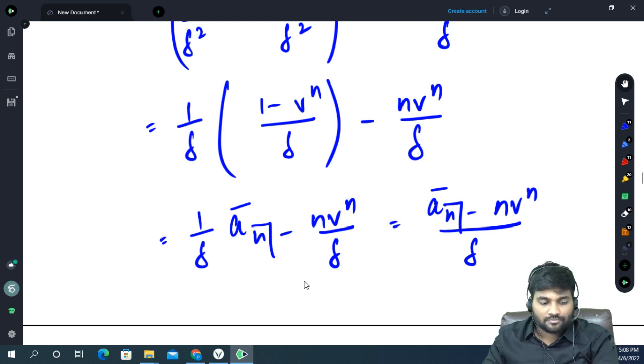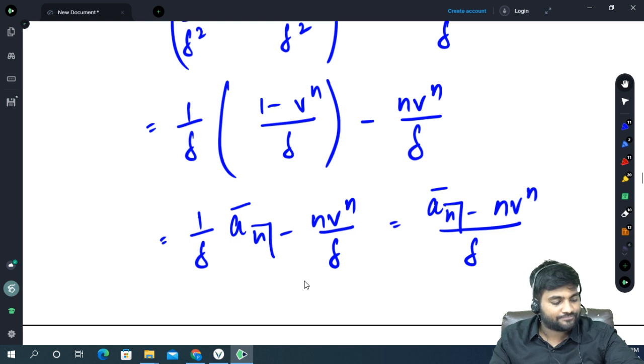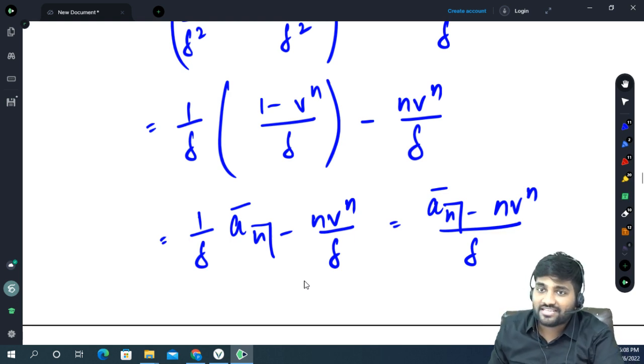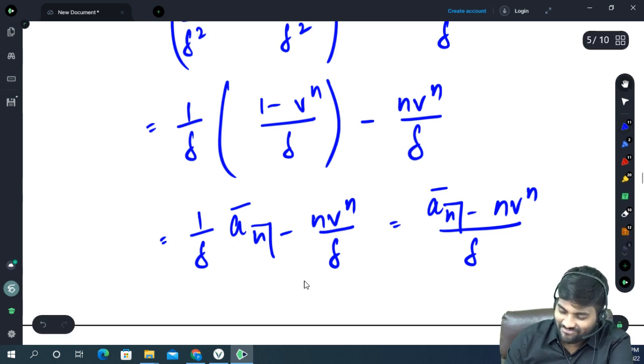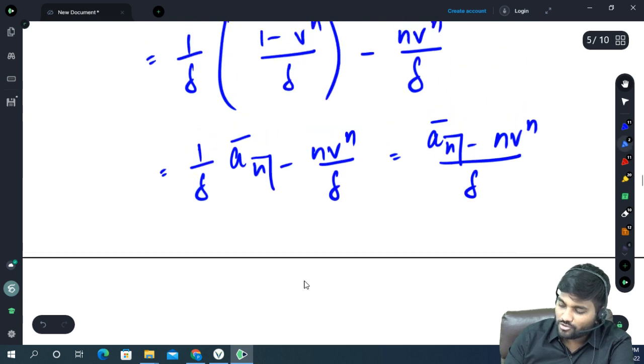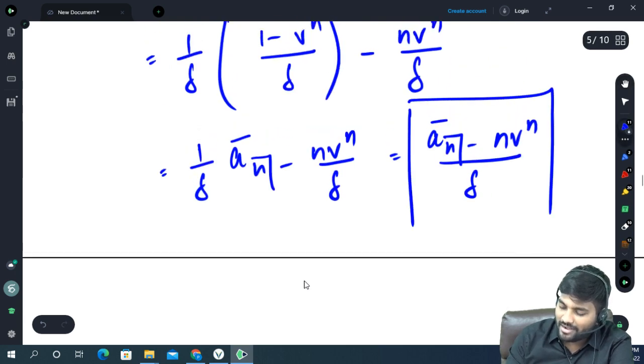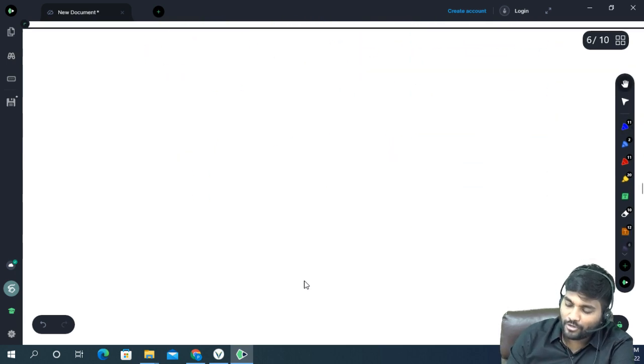Done. Free practice. We have completed annuities also, okay? Annuities, simple increase, decrease, we have completed, okay? Now we'll do some free practice today and tomorrow. So what is the final formula? A bar n minus n b to the power n by delta. Now let's start.